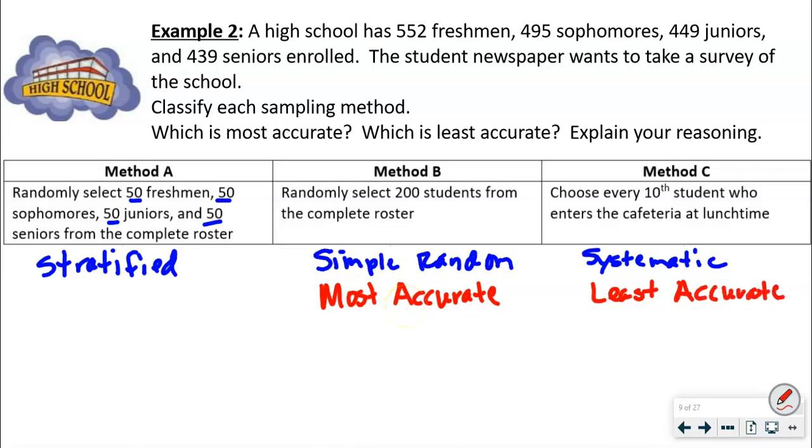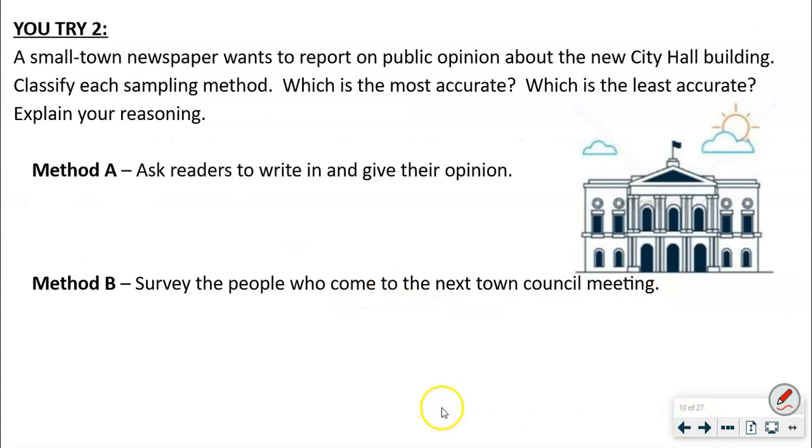This is least accurate, because it told us to say which one was most and which one was least. Whereas stratified is going to be in the middle, isn't it? So simple random is our most accurate, systematic is our least accurate, stratified would be in the middle of those two, okay? So go ahead and do this one and come back to me when you are done.